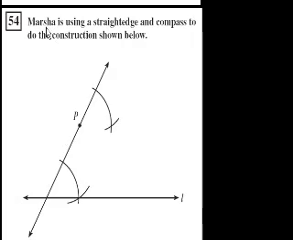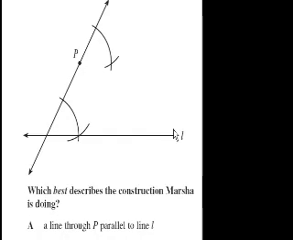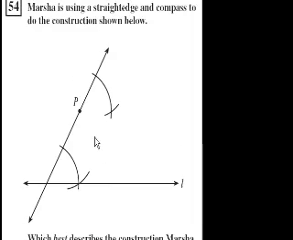Anyway, next question. Marcia is using a straight edge and compass to do the construction below. Interesting. Which best describes the construction Marcia is doing? So I assume when they say construction, she's drawing something. And let's see what it looks like.